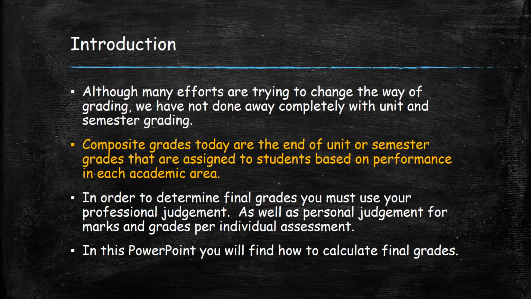Introduction. Although many efforts are trying to change the way of grading, we have not done away completely with unit and semester grading. Composite grades today are the end of the unit or semester grades that are assigned to students based on performance in each academic area. In order to determine final grades, you must use your professional judgment, as well as personal judgment for marks and grades per individual assessment. In this PowerPoint, you will find how to calculate final grades.